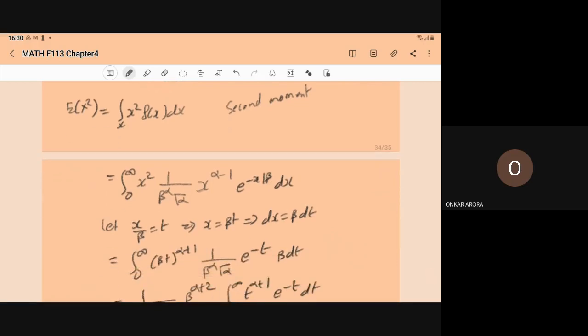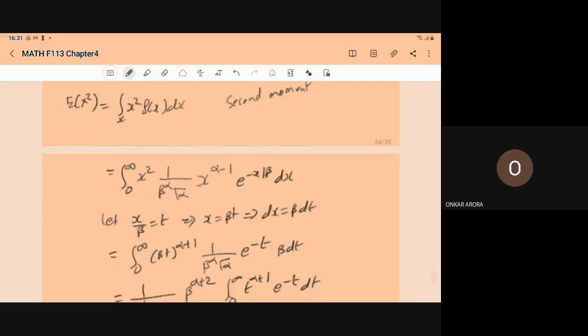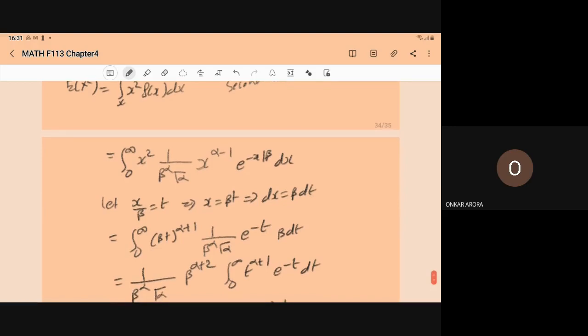So integral 0 to infinity x square, now 1 upon beta to power alpha gamma of alpha, x to power alpha minus 1, e to power minus x upon beta, dx. What I have told you is, always, whatever the power of the exponential function, other than the minus sign, that must be positive. So x upon beta is equal to t. It means x is equal to beta t and dx is equal to beta into dt.